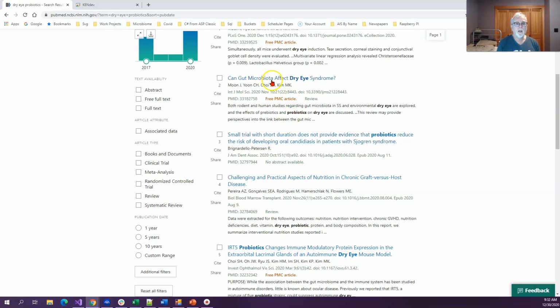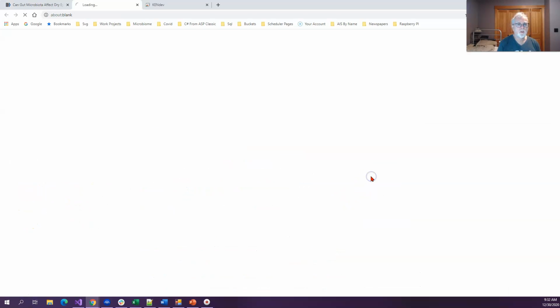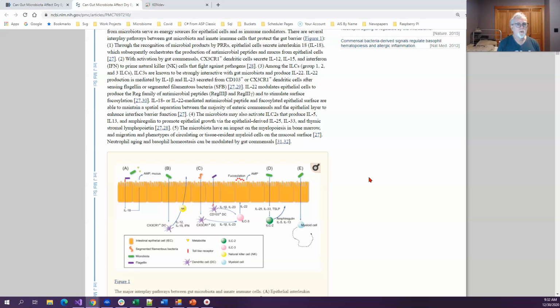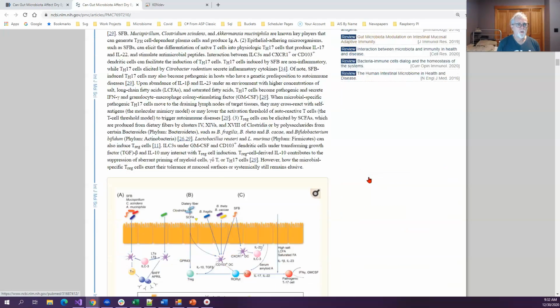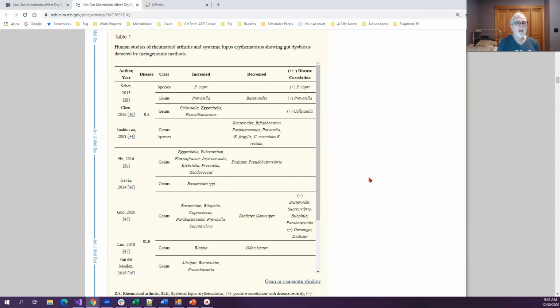If we click that, this is a new study, and we can go down and proceed to read through it. It gives you background, gives you information, lots of technical information.